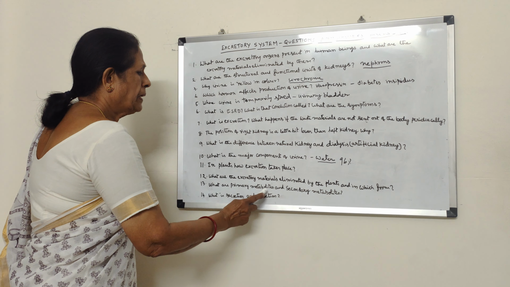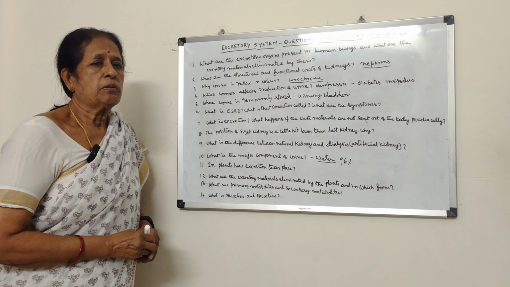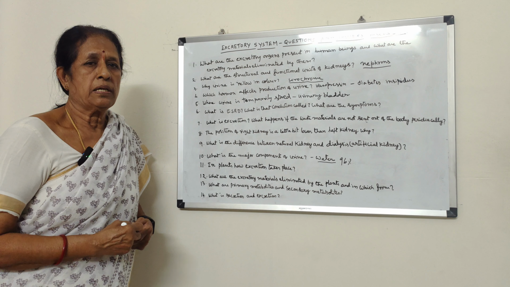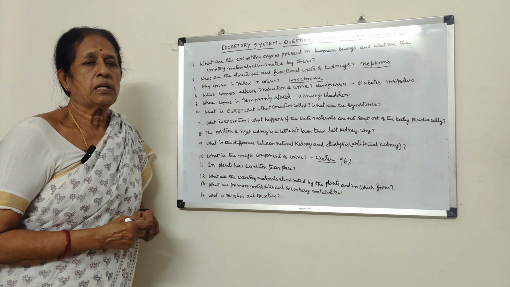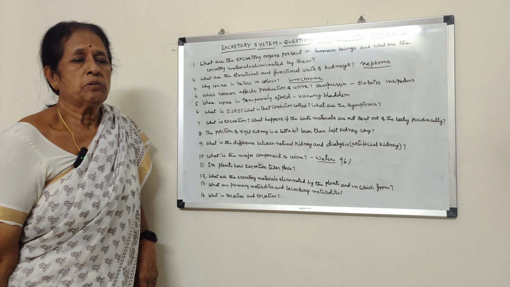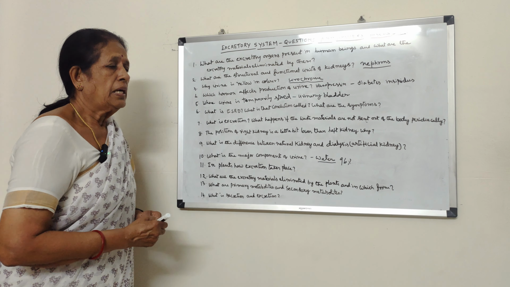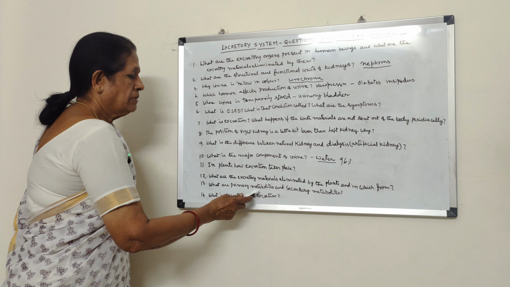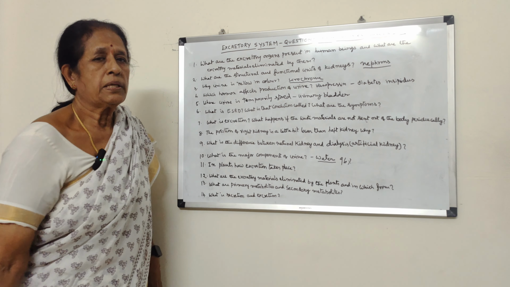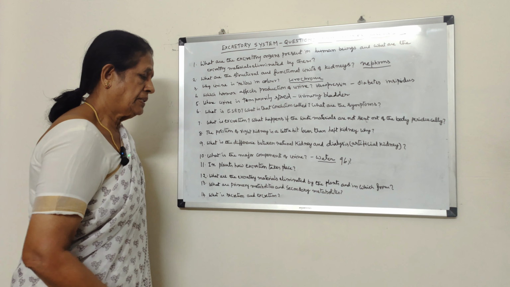And what are primary metabolites and secondary metabolites? Primary metabolites are those which are required for growth and development of the plants, like carbohydrates, fats, and proteins. And the secondary metabolites are those which are not useful for growth and development, and they are eliminated from the body. For secondary metabolites, we can give the example of resins, gums, tannins, etc.